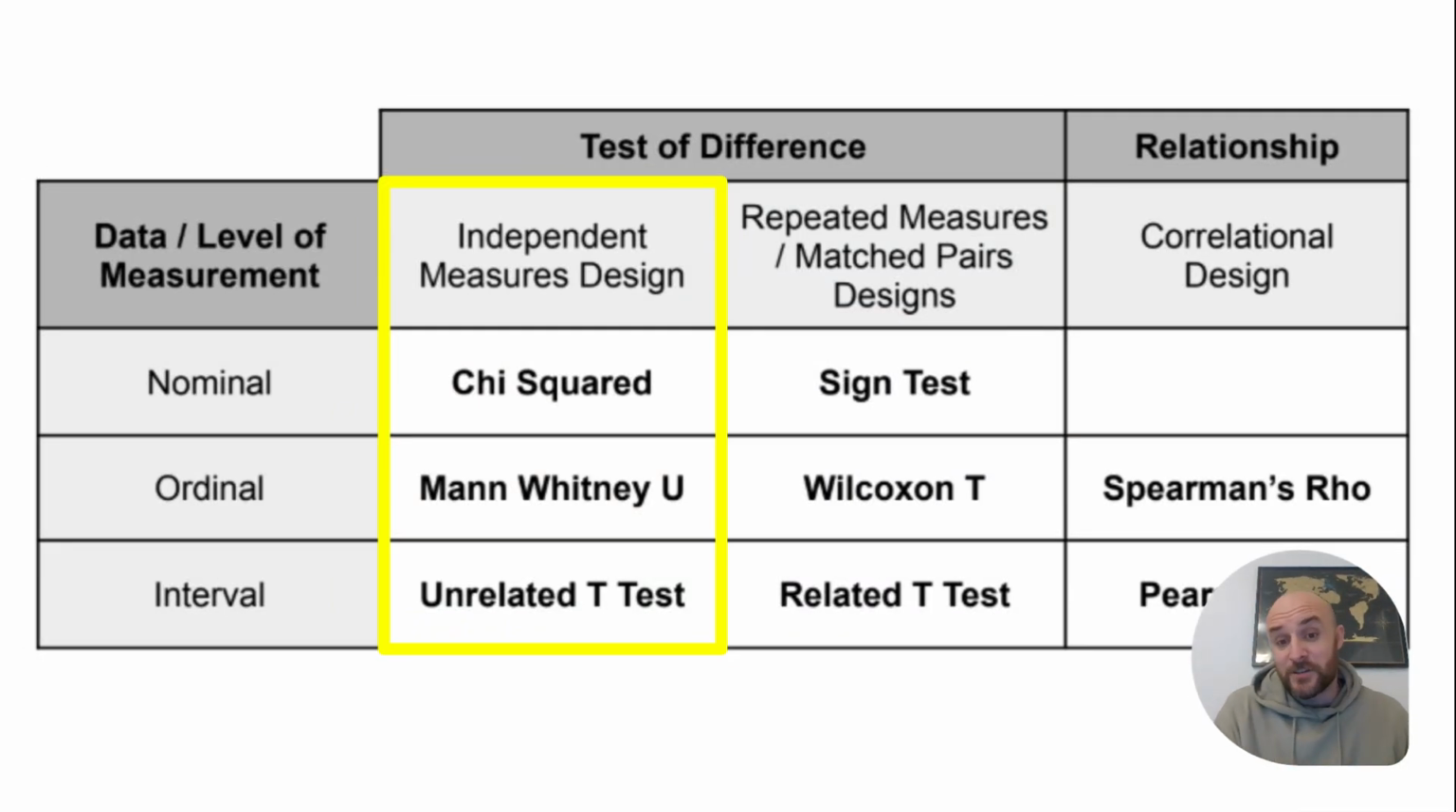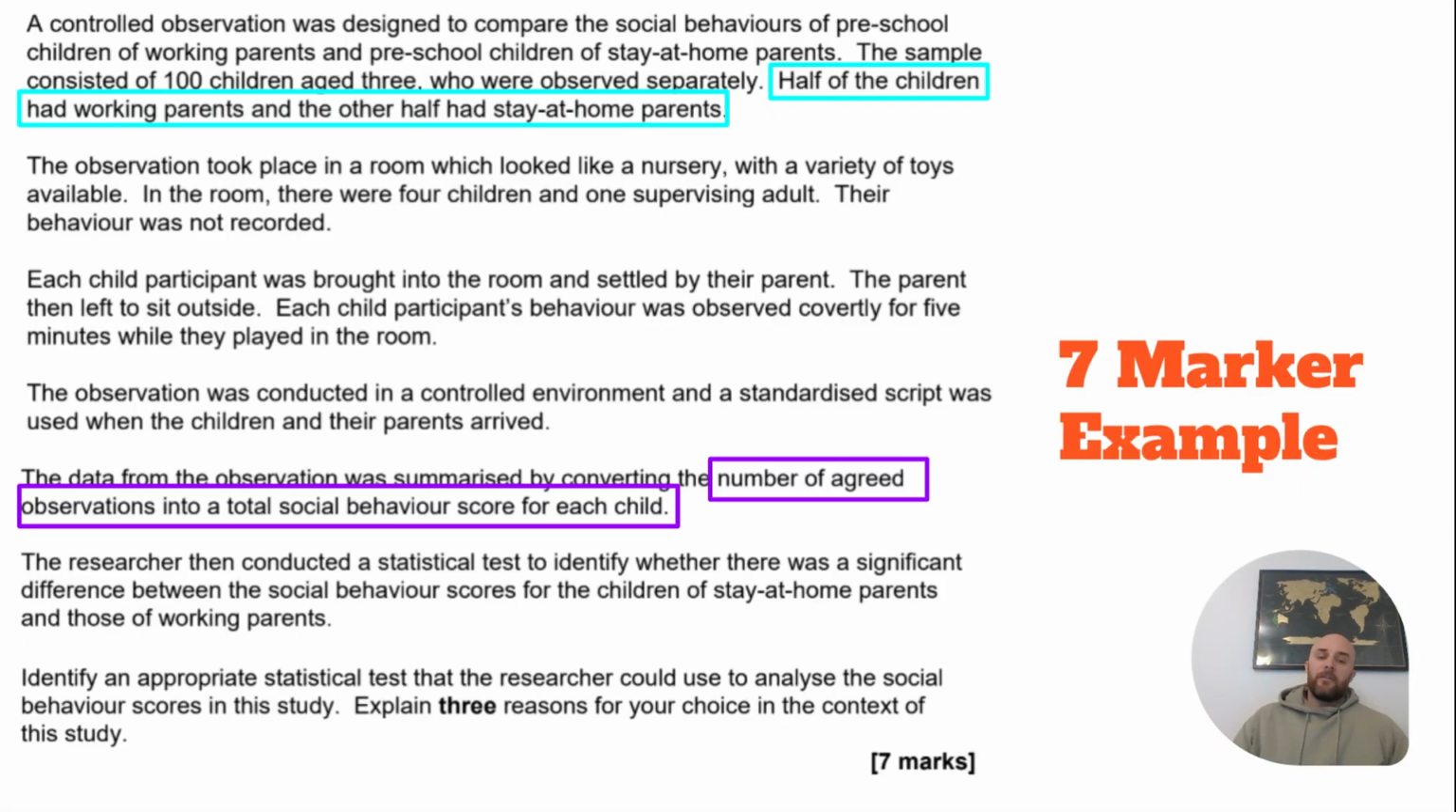So the next thing for us to do would be to figure out, okay, well, what's the level of measurement then? And if you go back, you can have a look. Level of measurement is in purple there, the number of agreed observations into a total social behaviour score for each child. When you're doing this, just think, when you think of the level of measurement, what's the DV, or what's the co-variable if it's a correlation?